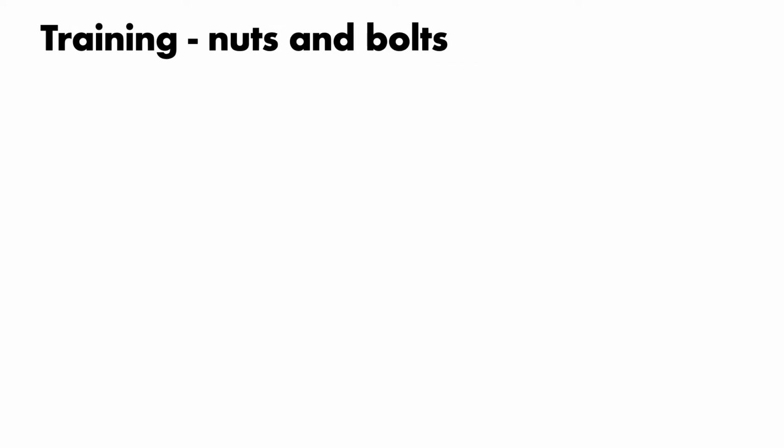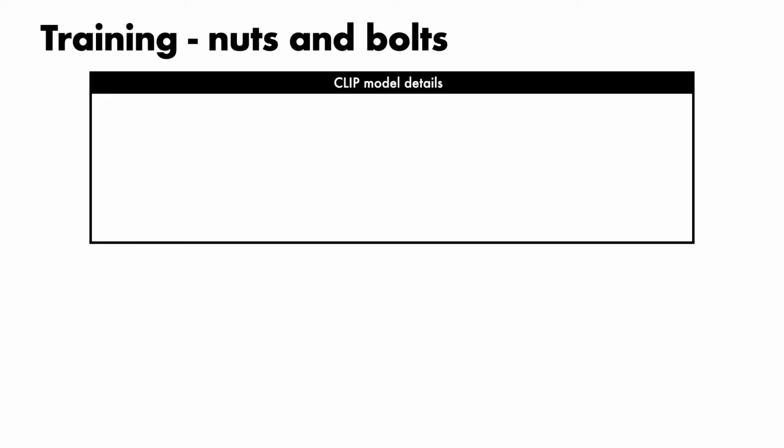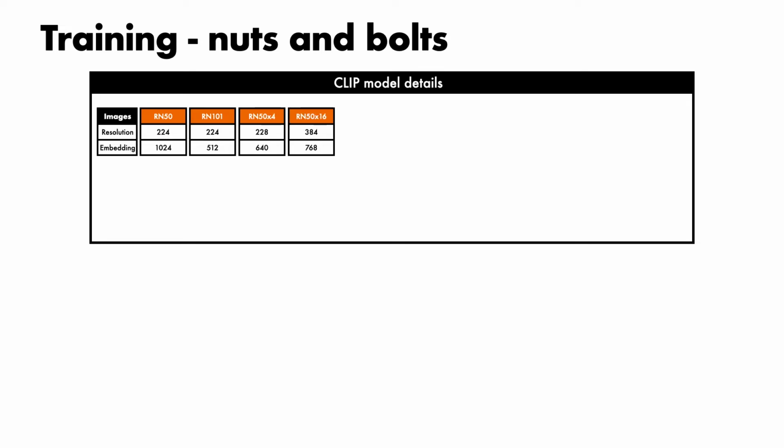Let's look next at the nuts and bolts of the training process, beginning with model details. The authors train 5 ResNet image encoders, starting with ResNet 50 and ResNet 101, and then scaled versions of ResNet 50 by increasing compute by factors of 4, 16, and 64.